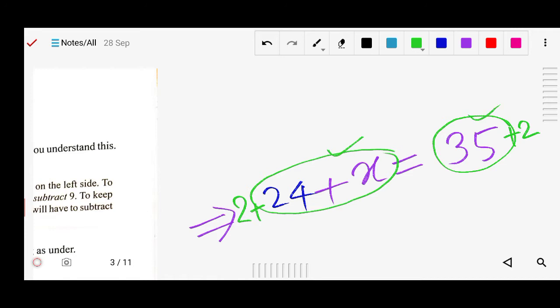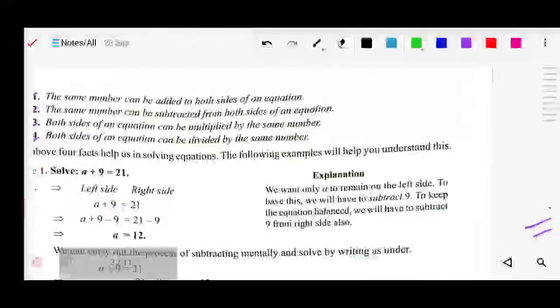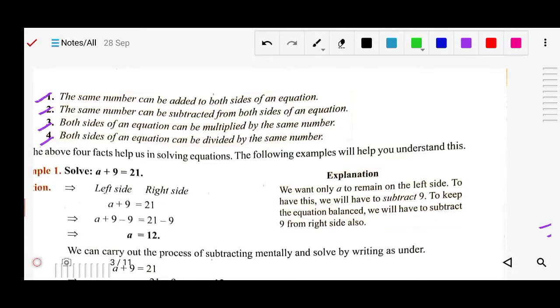Okay, second point says that the same number can be subtracted from both sides of the equation. Similarly, you can see here in this equation minus 9 and here minus 9, means the same number has been subtracted from both sides of the equation. This is the equation a plus 9 equals 21. Here 9 is subtracted, means the same number you can subtract. Okay, this is point 2.